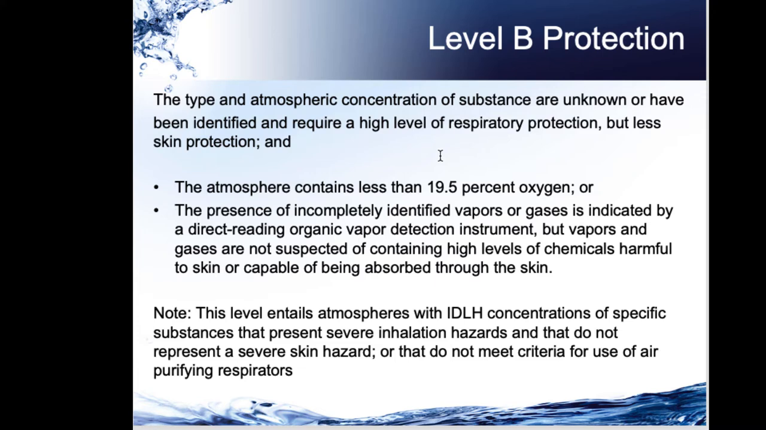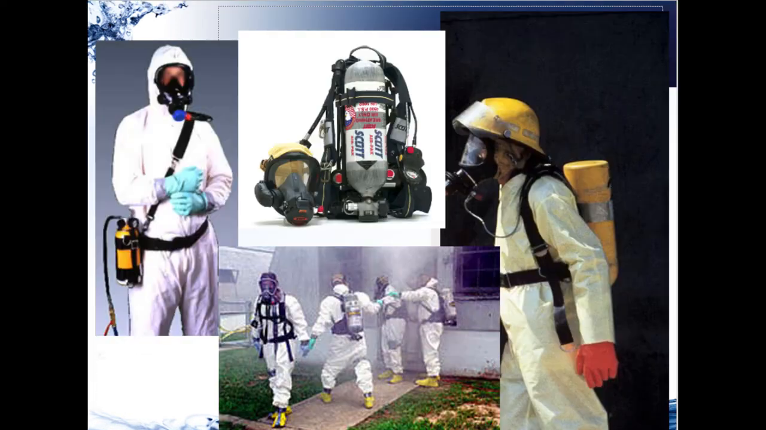So you'll be in a positive pressure respirator if the atmosphere contains less than 19.5% oxygen by volume, or you've identified vapors, gases, or particulate matter through direct reading instruments, even if it's a gross measuring instrument such as a Draeger tube as opposed to a PID meter, that the levels are such that it will not enter the skin through absorption. Okay, so let's look at this practically.